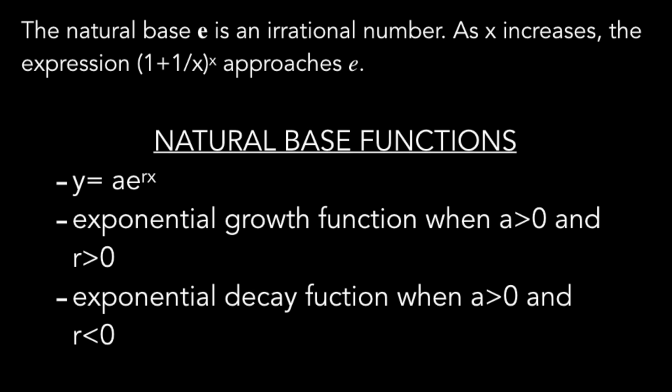The natural base e is an irrational number. As x increases, the expression 1 plus 1 over x, to the power of x, approaches e. Natural base functions take the form of y equals a e to the power of rx. When a is greater than 0 and r is greater than 0, it is an exponential growth function. When a is greater than 0 and r is less than 0, it is an exponential decay function.